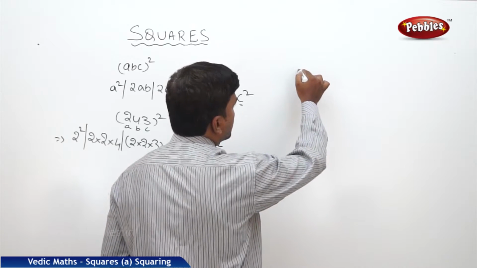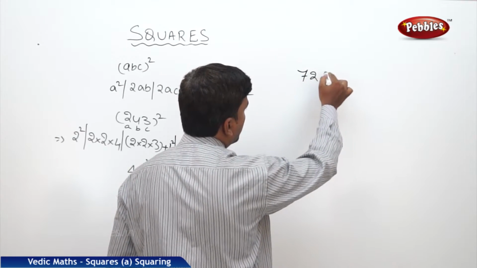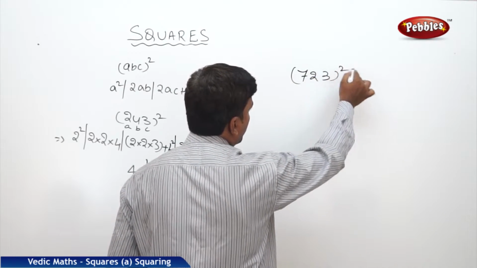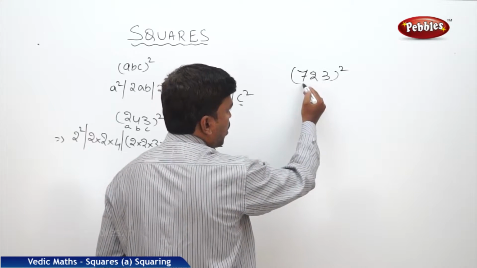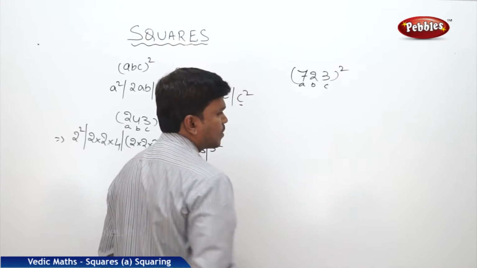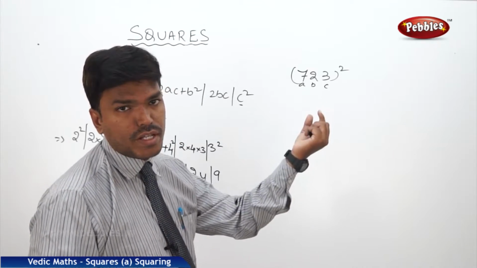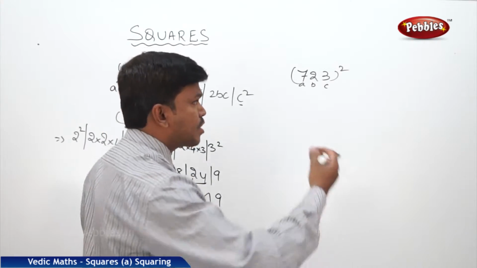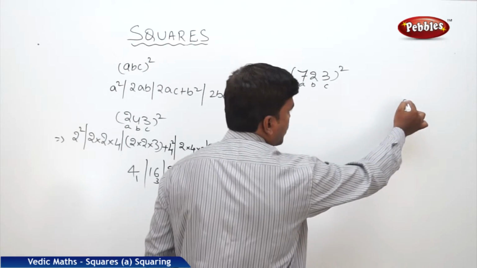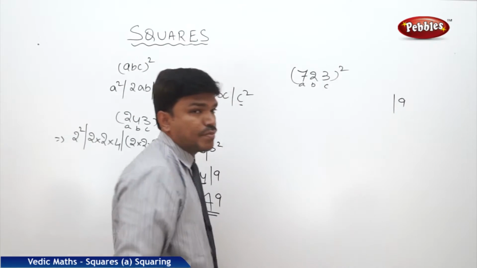I need 723 square. Okay, anyhow this is a, b, c. Start from the right side. So what is the right side formula? C square. If you start from the right side, c square. C square means 3 square. 3 square is 9. I am putting the direct steps. You need to understand.